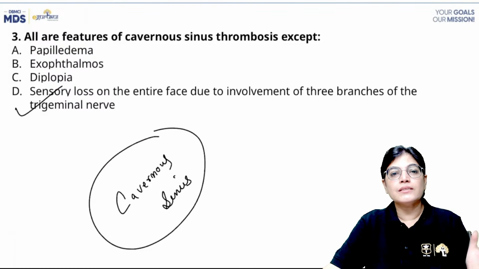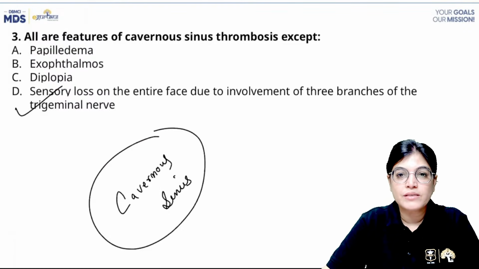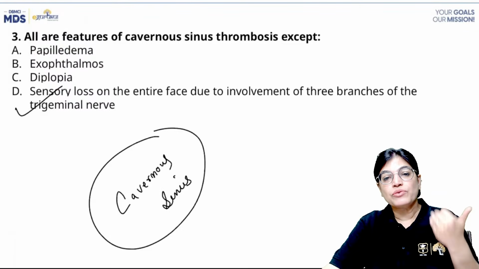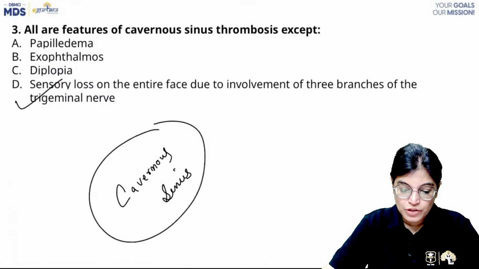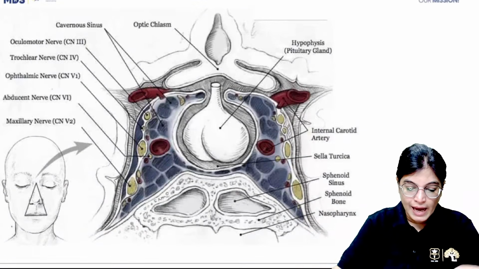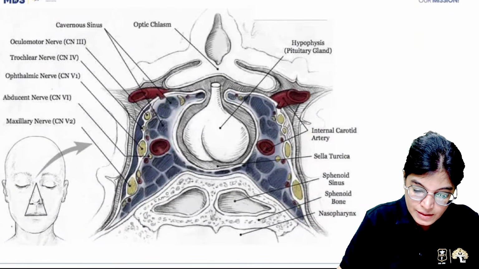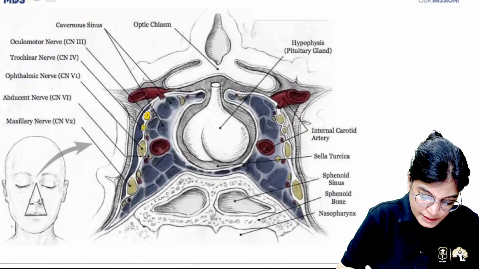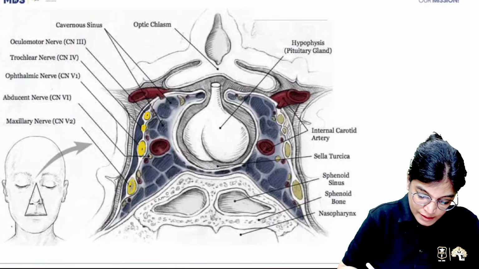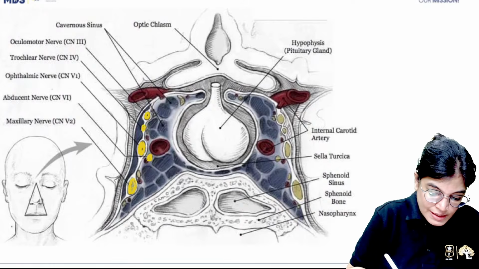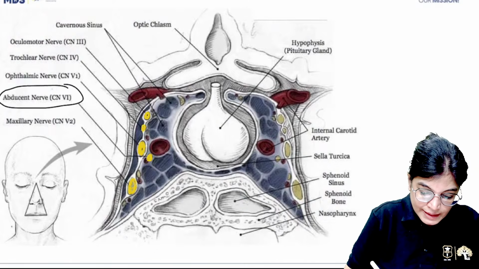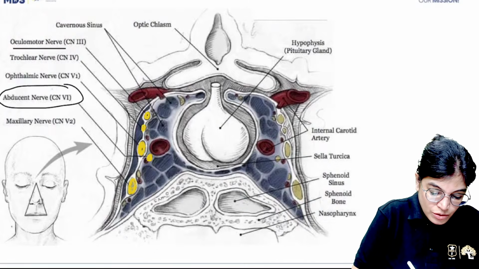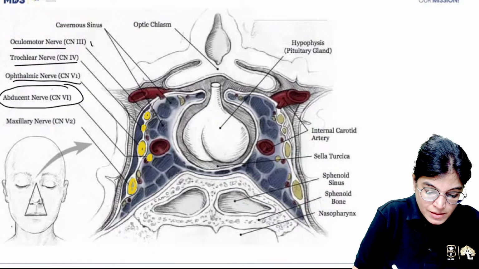So we can't say that the entire sensory loss in the face is due to the involvement of 3 branches of trigeminal nerve, because all these 3 nerves are not related in the cavernous sinus. The cavernous sinus relations are important. See this diagram; you can clearly see, I'm just highlighting the nerves. Inside, the abducens nerve is related, and in the lateral wall we have oculomotor, trochlear, and the ophthalmic division of trigeminal nerve.